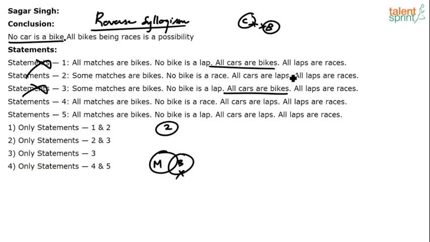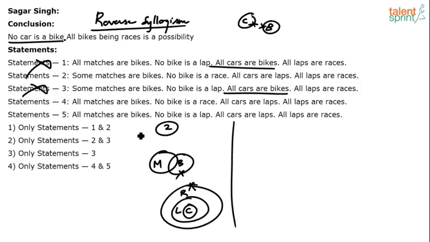What is it? All laps are races. All cars are laps. So it's like this. All cars are laps. All laps are races. And no bike is a race. So that's a diagram for statements 2, right? What does it say? Some matches are bikes. No bike is a race. See, bike and race do not touch each other. All the cars are laps. And all the laps are races. Now check whether the 2 conclusions given here satisfy this basic diagram or not, right? We have drawn the basic diagram for the second set of statements.